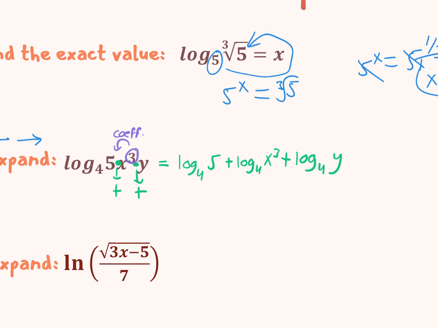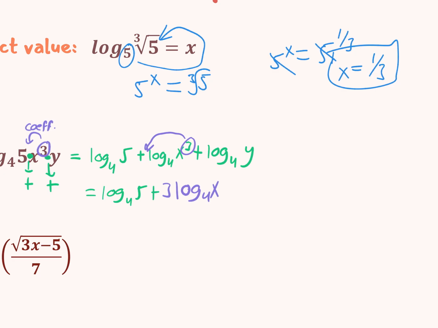All right, and now this isn't fully expanded, right, because we have an exponent, right? If you have an exponent, you want to bring that to the front of your log and make that the coefficient, right? So we end up with a log base 4 of 5 plus this 3 in the exponent is going to become the coefficient, so I get 3 log base 4 of x, and then everything else stays the same, right? Plus log base 4 of y.